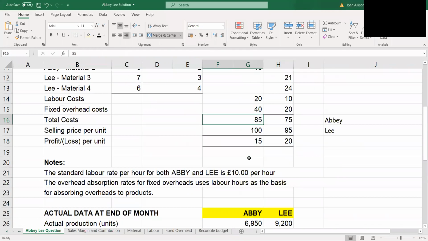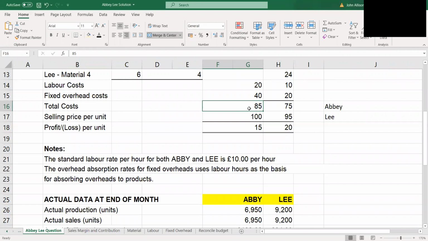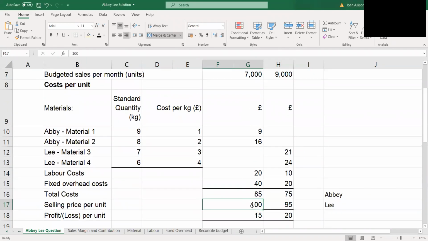So we can see for Abbey, that'll be 100, take away 85. The budgeted selling price is 100, take away the budgeted total cost of 85, which gives us a profit per unit of 15. And for Lee, it's going to be the budgeted selling price of 95, take away the budgeted cost of 75, which gives us a budgeted profit per unit of £20.